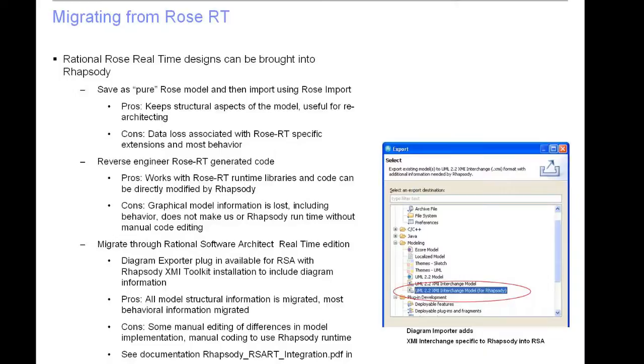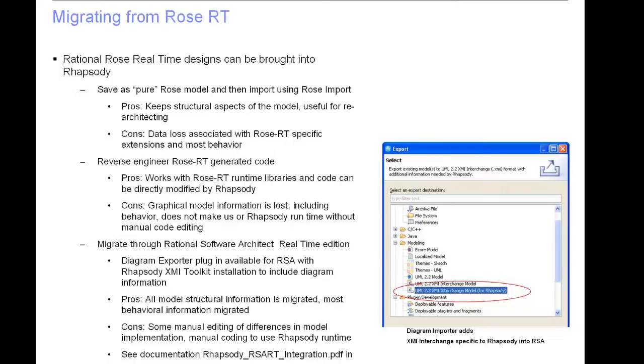But, you know, there's going to be some data loss there. You can also bring in generated code. RoseRT generates code. You can reverse engineer the code generator from RoseRT, and that'll bring in a lot of the model data that you have. But you're going to lose the graphical information. So that's kind of a bigger challenge.